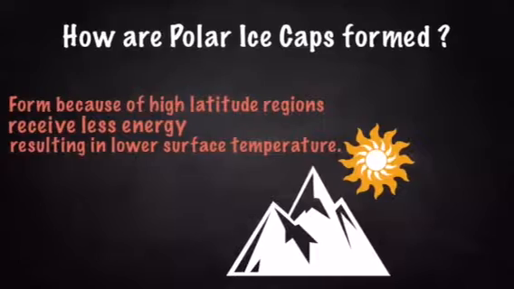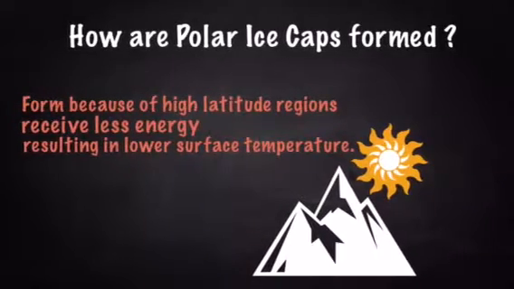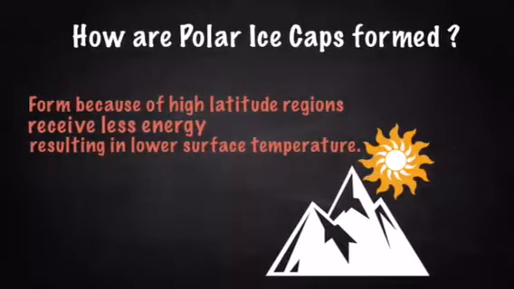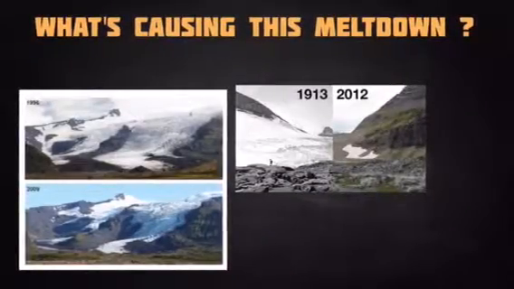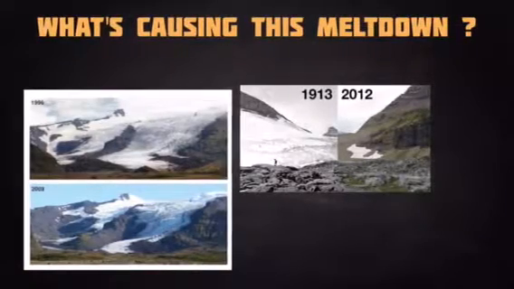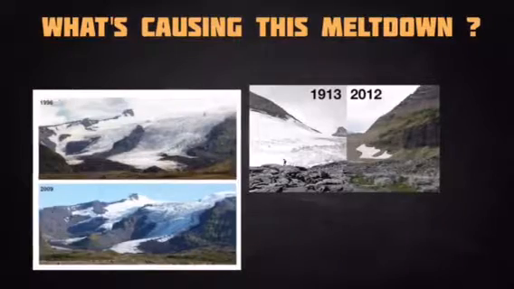How do polar ice caps form? Ice caps form because high latitude regions receive less energy, resulting in lower surface temperatures. What's causing this meltdown? Global warming takes a big part in the melting of polar ice caps and glaciers. In fact, global warming is caused by us humans.